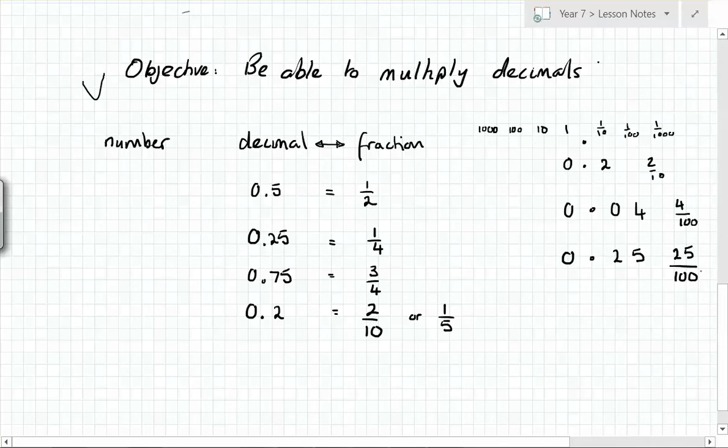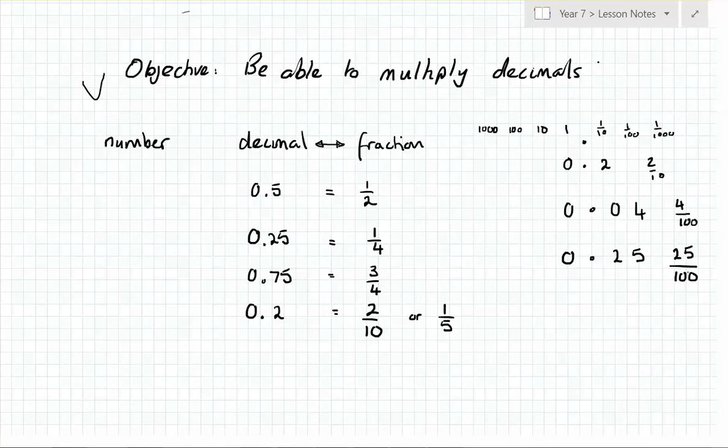Now, remember what I said about multiplying and dividing by 10 before. You move the numbers up and down. So basically, 0.25 is 25 divided by 100. So it's a fraction. So again, all these things link together. Now, we're going to use this information to help us multiply decimals.